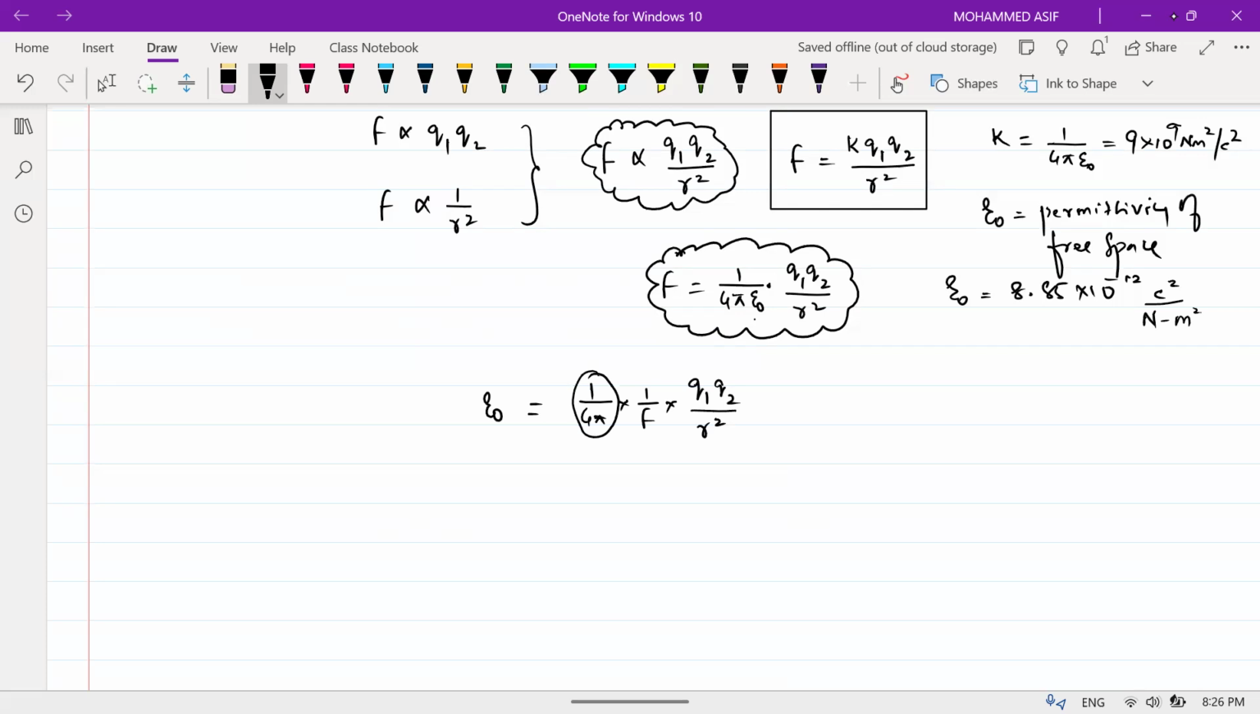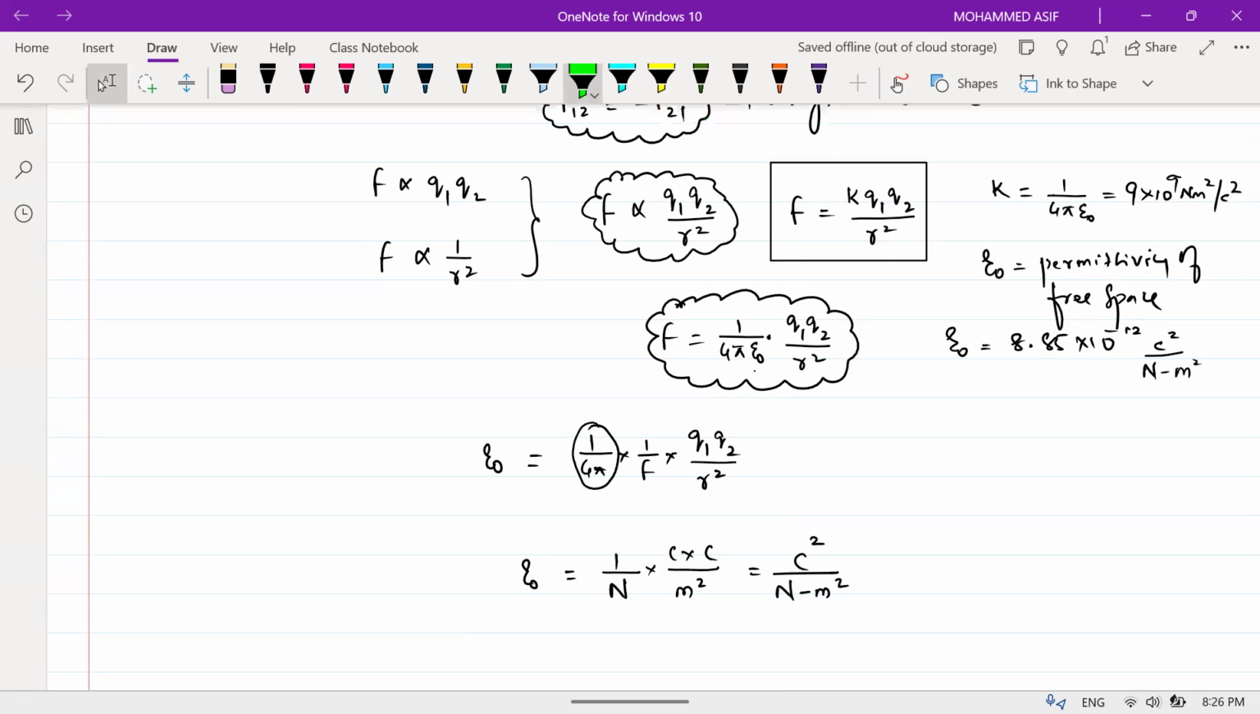So epsilon naught will be equal to 1 by, force is measured in Newton, beta. Charge is measured in Coulomb. This is also Coulomb, and distance is measured in meter square. So the unit will be Coulomb into Coulomb, Coulomb square divided by Newton meter square. So the unit is Coulomb square per Newton meter square. Am I clear?